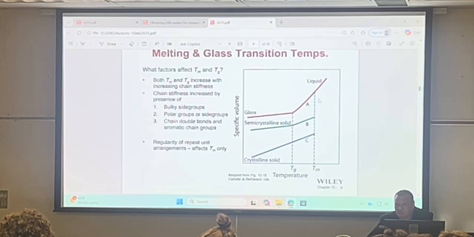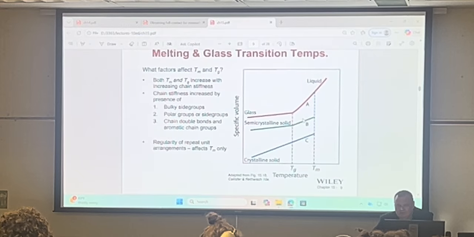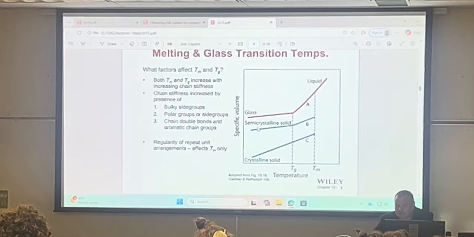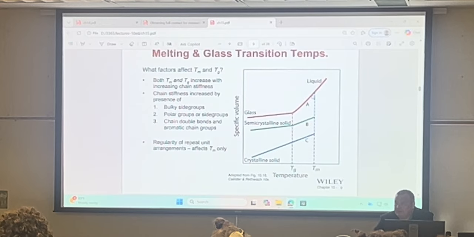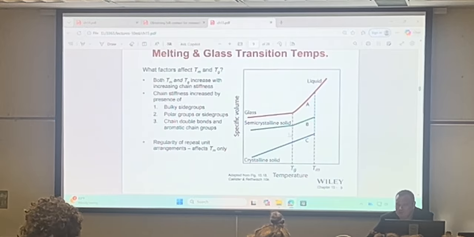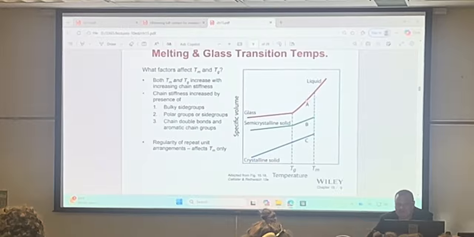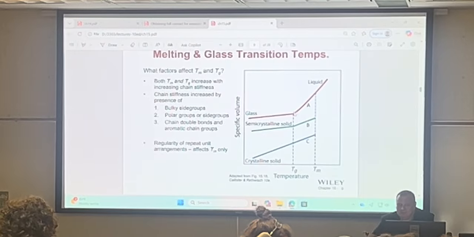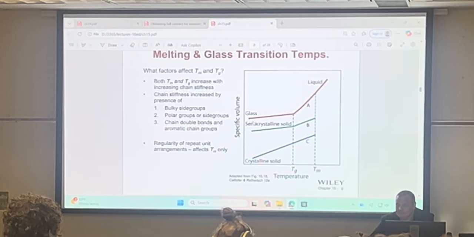So here you see a liquid, right? If we slowly cool it down, then the volume drops down, and that's a semi-crystalline solid. If we allow enough time, then it drops down further, and then it can turn into the crystalline solid. But if we are cooling it down faster, then there's no discontinuity, there's a change in the slope, like this.